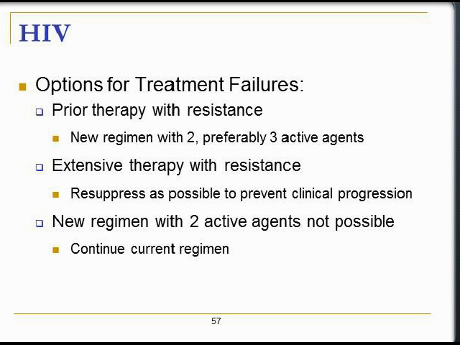If they have been on extensive therapy, you've gone through many different agents and now they have resistance, then you just resuppress with whatever option you can come up with. And there's a lot more options now to pick from, which is nice. And if you just can't find any options that are going to be effective because of the resistance data, then sometimes you just have to continue with the current regimen and try to suppress as much as possible. The fortunate thing is that with new entry inhibitors and new integrase inhibitors, there's a lot of new options that people can go to when resistance has developed.